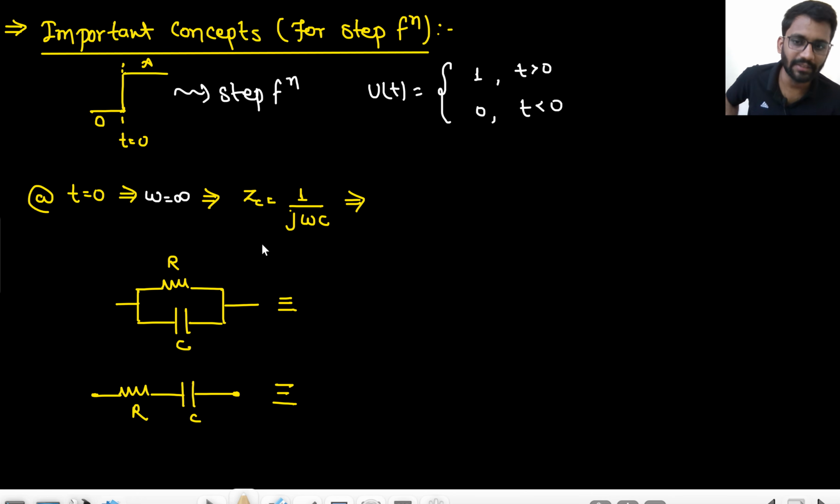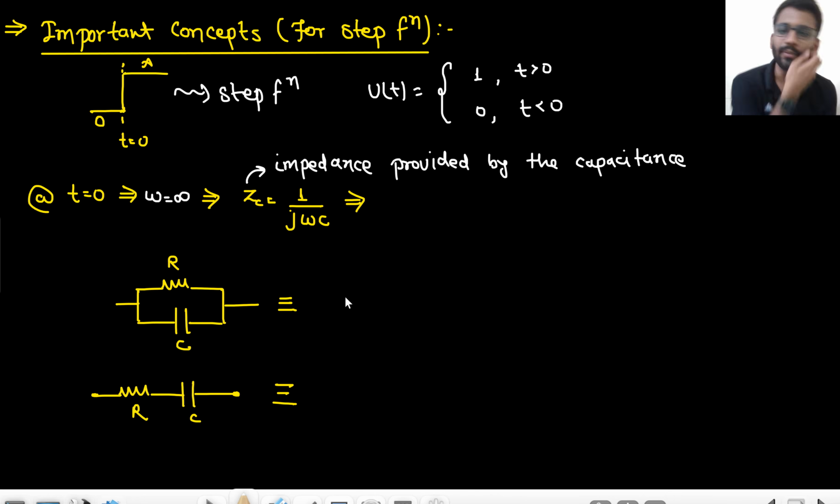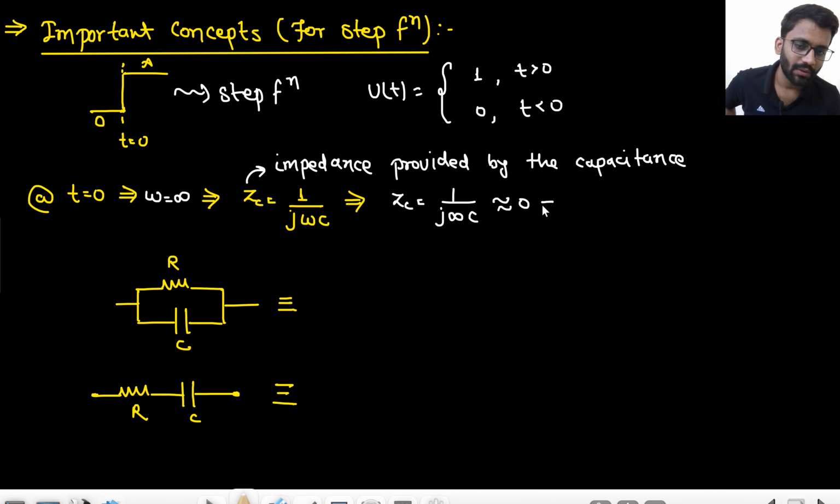So if it has infinite frequency, and we talk about the impedance provided by the capacitance, tell me what will be the value? Zc will be equal to 1 by j omega c. That means 1 by j, omega value is infinity, c. So I can write nearly 0, or I can write very low, right?